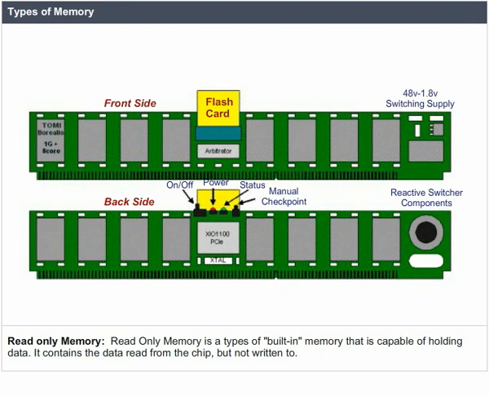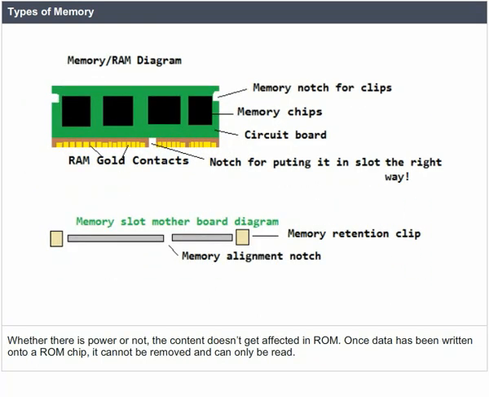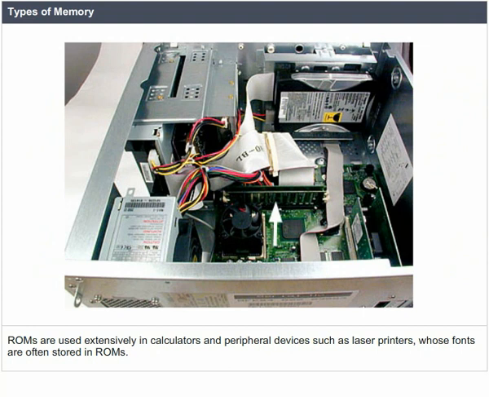Types of memory. Read-only memory. Read-only memory is a type of built-in memory that is capable of holding data. It contains data that can be read from the chip but not written to. Whether there is power or not, the content doesn't get affected in ROM. Once data has been written onto a ROM chip, it cannot be removed and can only be read. ROMs are used extensively in calculators and peripheral devices such as laser printers, whose fonts are often stored in ROMs.